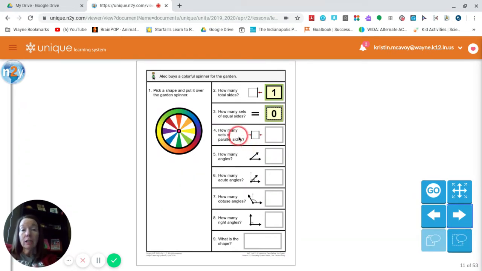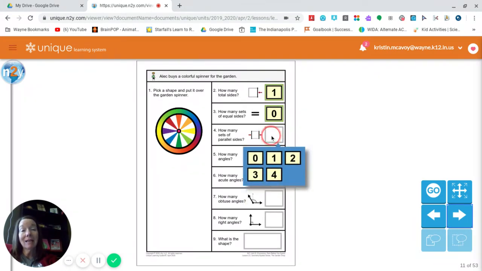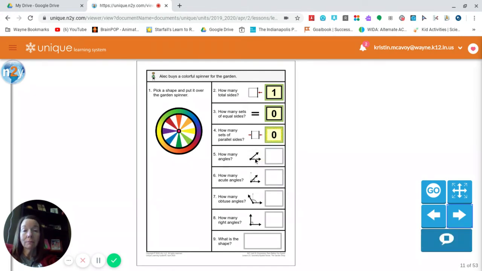Which leads to question 4. How many sets of parallel sides are there? Again, a set is how many? 2. At least 2 things in a set. There's only how many sides? There's only 1 side, so it can't be a set. It has to be 0.